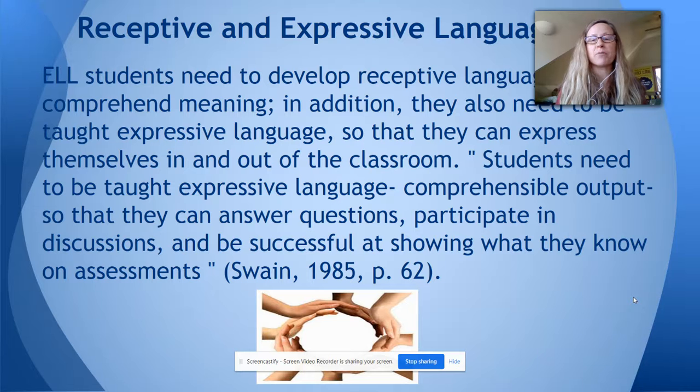ELL students need to develop receptive language. That's when they understand, when you receive language, like being given directions. They also need to be taught expressive language. That's what's pushing out of them so they can express themselves in and out of classrooms. Students need to be taught expressive language, comprehensible output, so they can answer questions, participate in discussions, and be successful. Receptive language happens first, and then we have to teach them expressive language so that they can communicate outward. It's the best way to think about that.